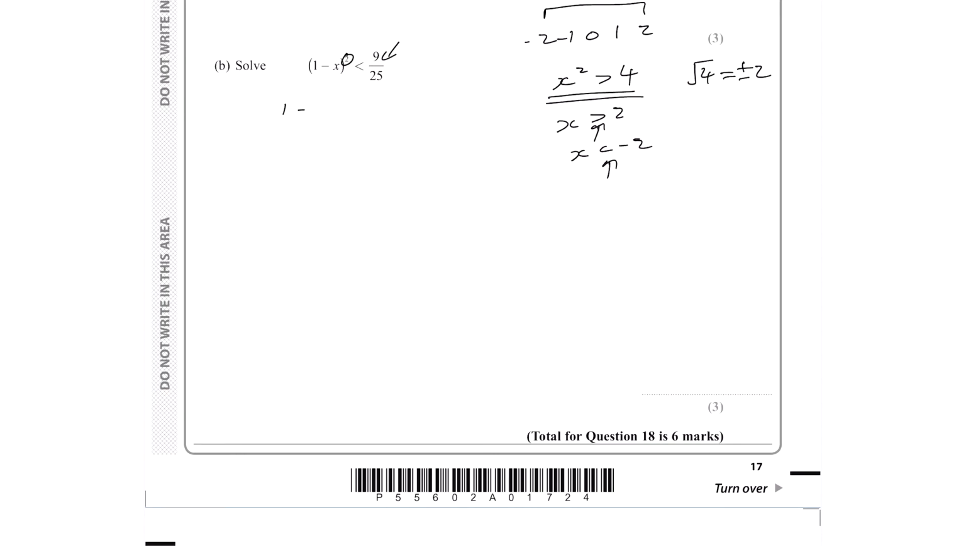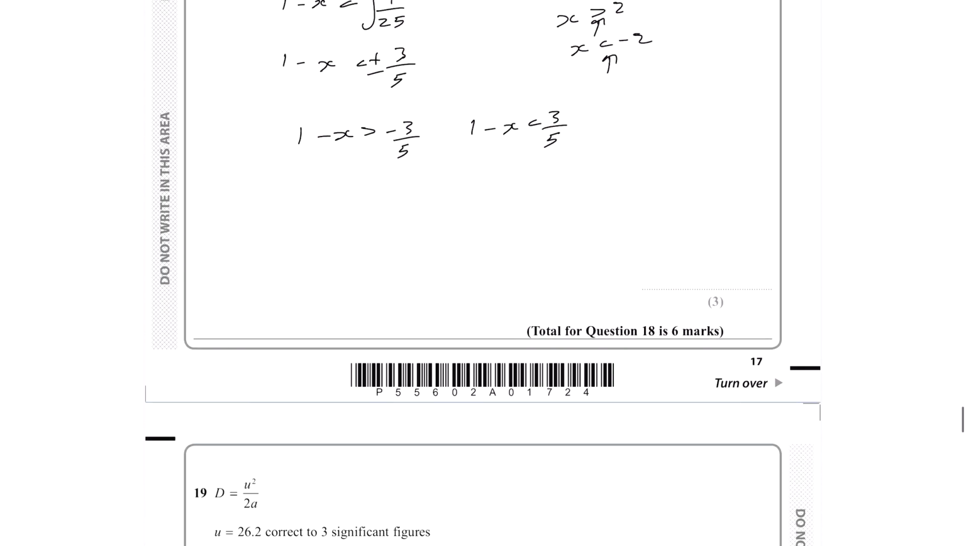So you end up with 1 minus x is less than 9 over 25, and you can square root both sides, which gets rid of the square. And then that can be written as plus or minus 3 over 5. So now remember, with the positive, we keep the sign: if you have 1 minus x is less than 3 over 5. With the negative, we flip the sign.